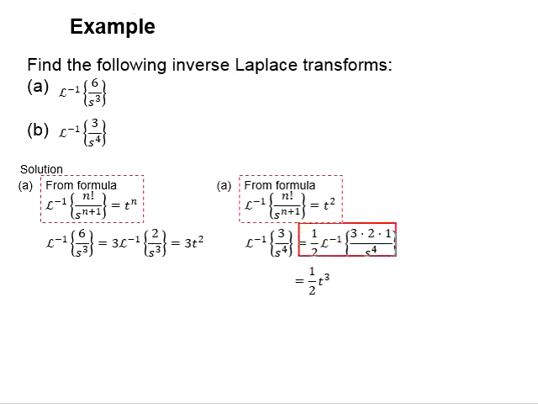After you have rewritten the function, you know that the inverse function of this will give you t to the power of 3, and while the constants remain, this will be your final solution.